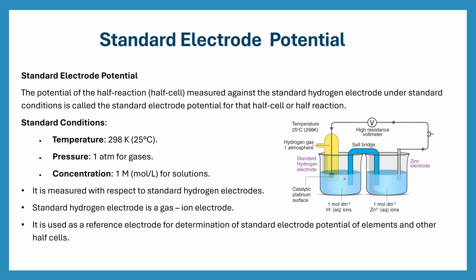This reference allows the determination of standard electrode potential of elements and the other half cells by comparing their voltages against the standard hydrogen electrode. The standard electrode potentials are fundamental for predicting the direction of redox reactions and the electrochemical behavior of different substances.